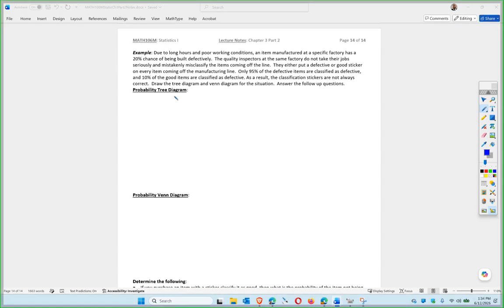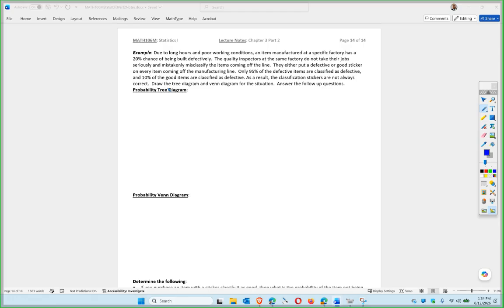So essentially what we have here is items coming off a manufacturing line, right? An item manufactured at a specific factory has a 20% chance of being built defective. The quality inspectors at the same factory do not take their jobs seriously and mistakenly misclassify the items coming off the line. They put either a good or defective sticker on every item coming off the line. So essentially when you manufacture something, it's either good or defective, and the inspectors put stickers on them, so hopefully the bad ones get pulled.